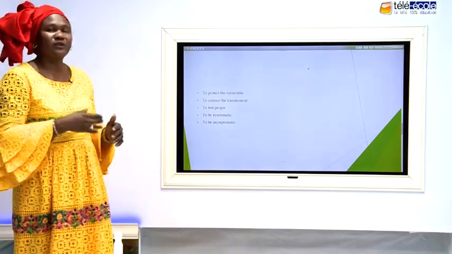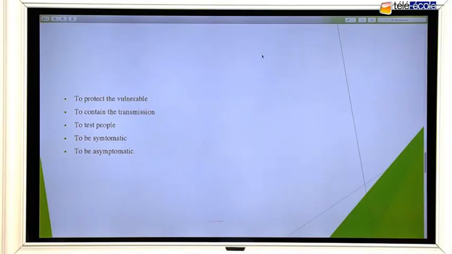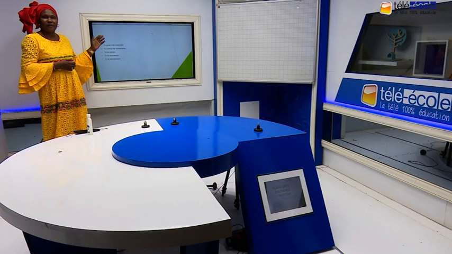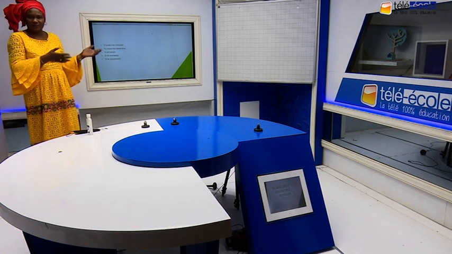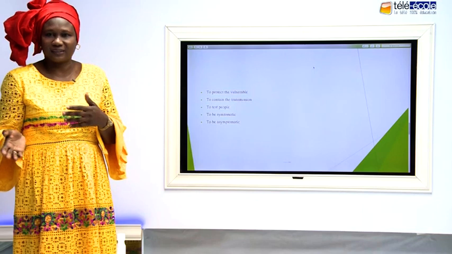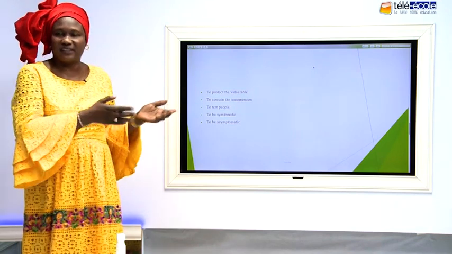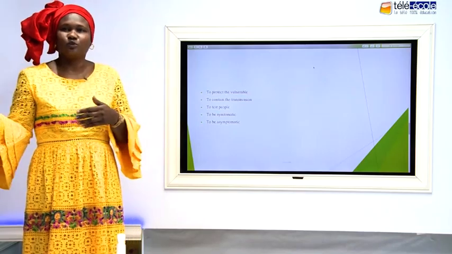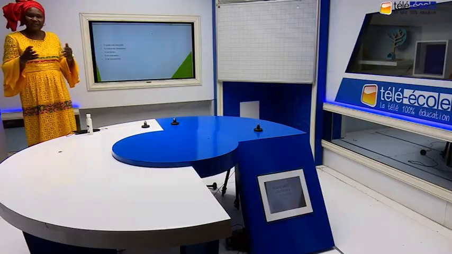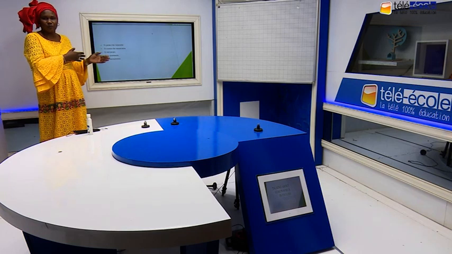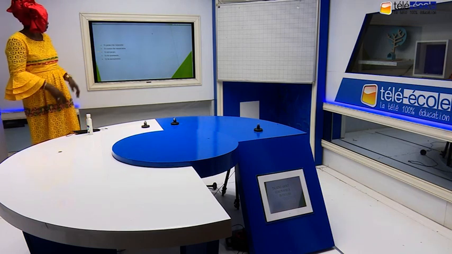Next word is to test people. Here, we've already seen quarantine. People who are in quarantine are tested by doctors. If they tested positive, they go to hospital to be cured. If they tested negative, they go home.